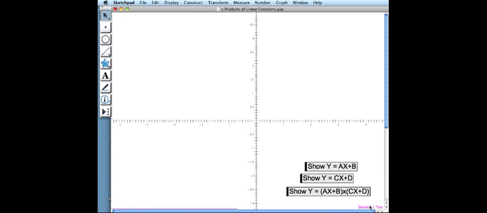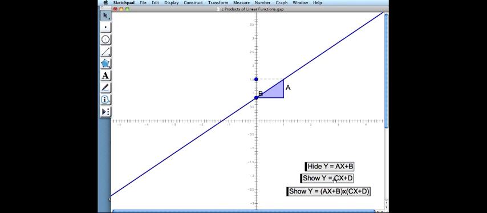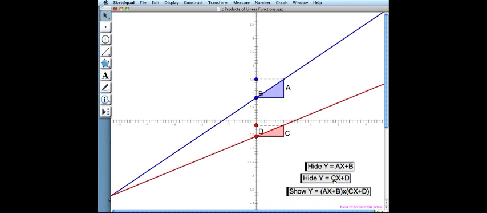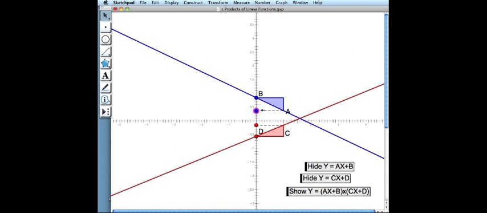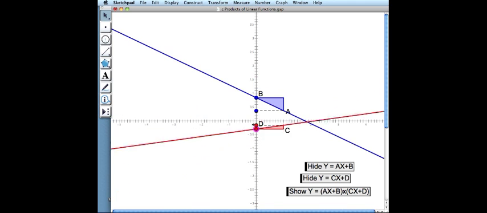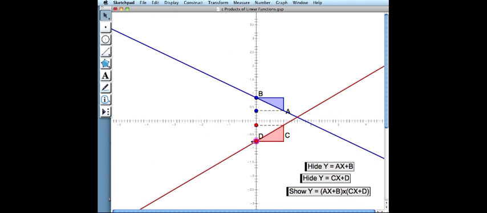Next, let's investigate what happens when we multiply two linear functions. To begin, let's graph the two functions, y equals ax plus b, and y equals cx plus d. Then, let's graph the product, ax plus b times cx plus d. The result is a parabola.